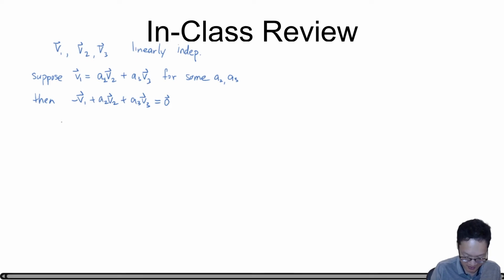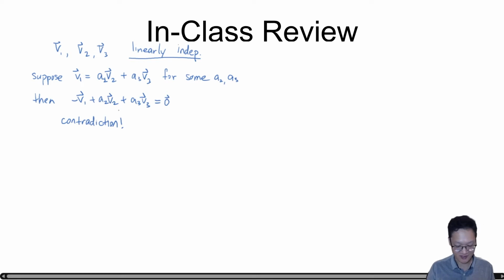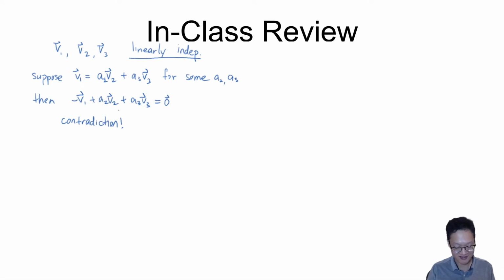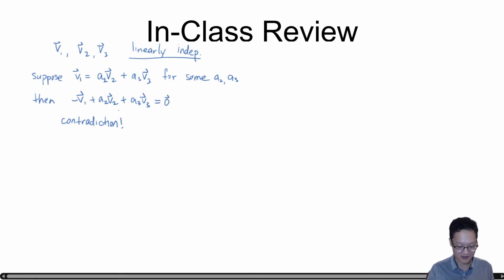But then this is a contradiction, because we initially assumed that v1, v2, and v3 are linearly independent. Yet we found a set of coefficients, minus 1, a2, a3, such that this linear combination gives us 0, right? So then this means that the 3 vectors are not linearly independent. So this is a contradiction.